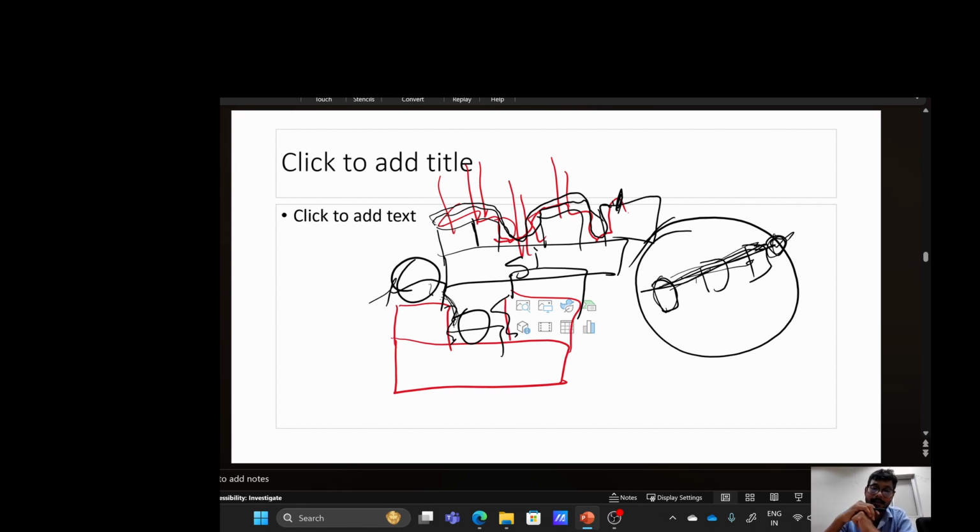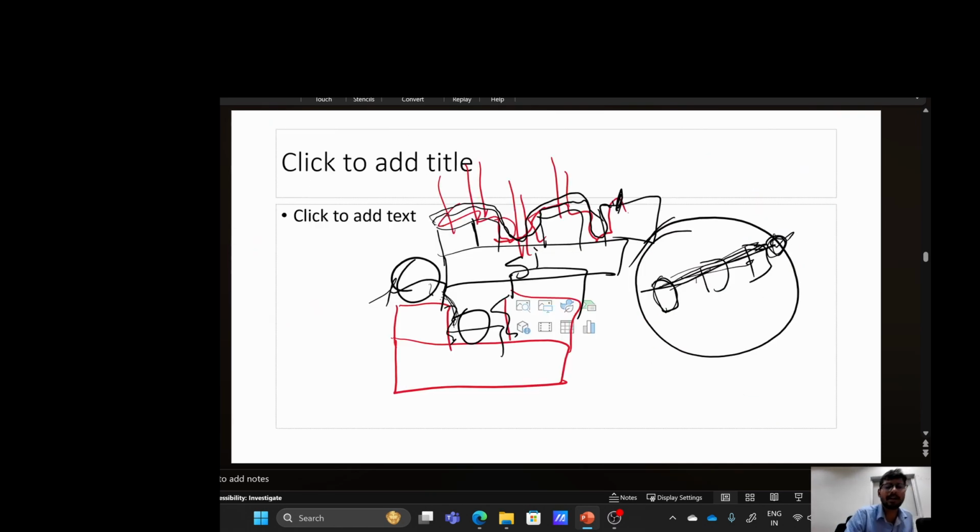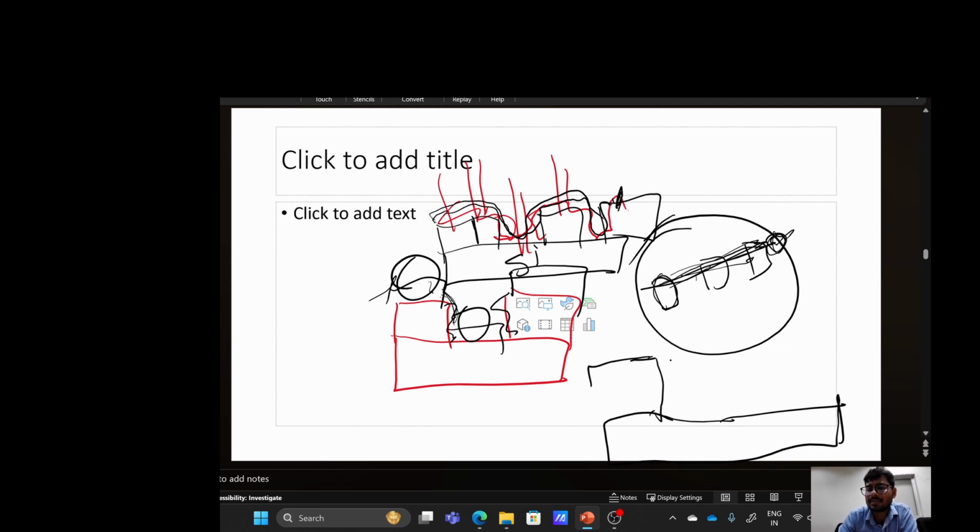Got it? Understood. Conformal coating is required. But physical vapor deposition doesn't give that much conformal coating. If there is a very deep trench, in the sense, this is a silicon wafer, and sometimes these kinds of trenches are there, and you need to fill these trenches. That should be a conformal growth, but in physical vapor deposition you won't get that.